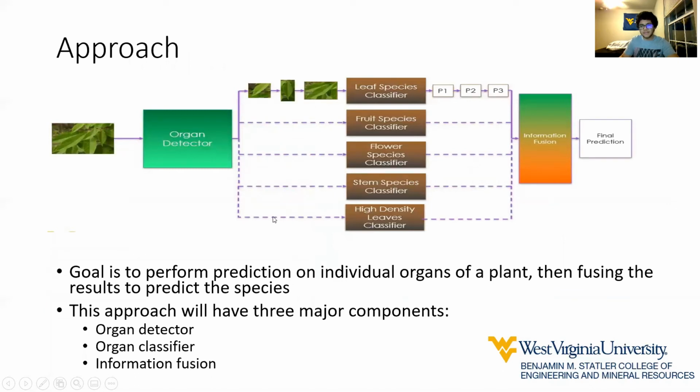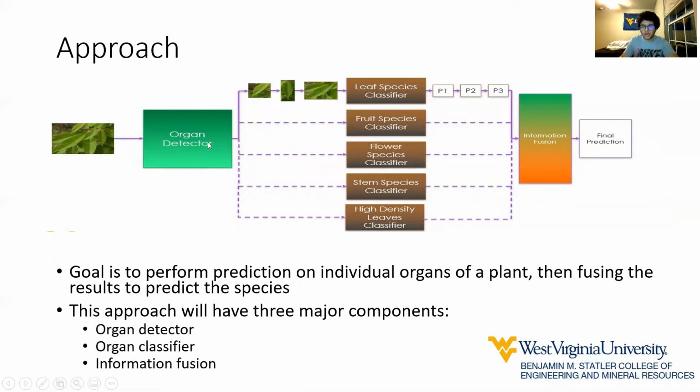Our approach is very simple, split into three parts. First, we want to develop an organ detector, which can detect a particular organ from an image. Here, we give an example. This image only contains leaves. That's why it's detecting leaves and processing them further.